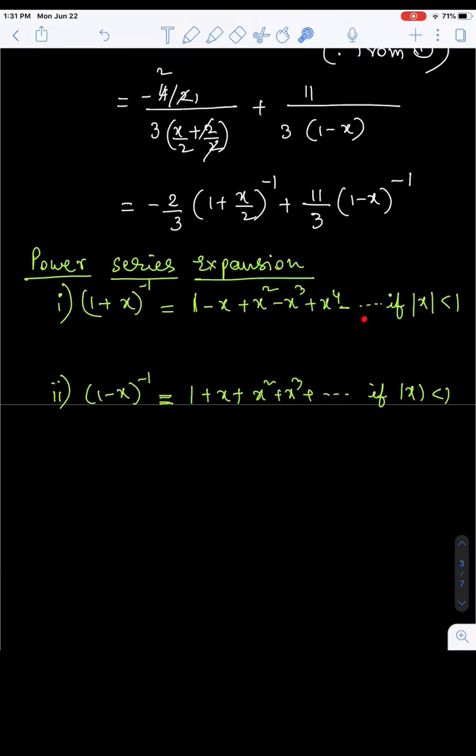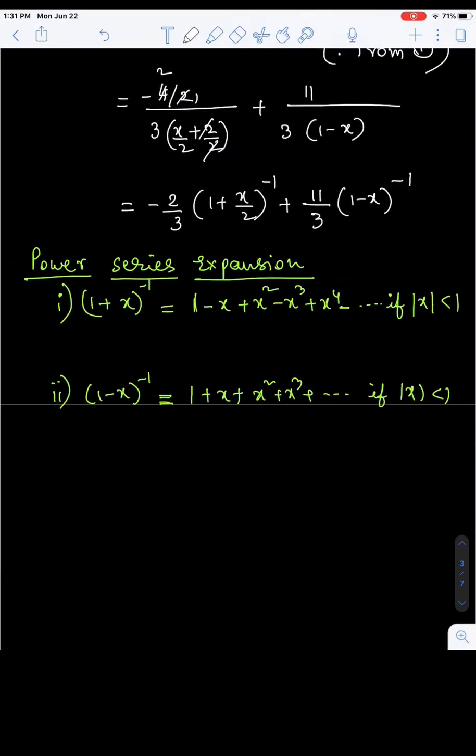Dear children, see, there are the same terms, only the symbols are changed: 1, x square, x cube, x power 4, like that. In both cases, mod x is less than 1. This is a condition. Then we can write its expansion like this.